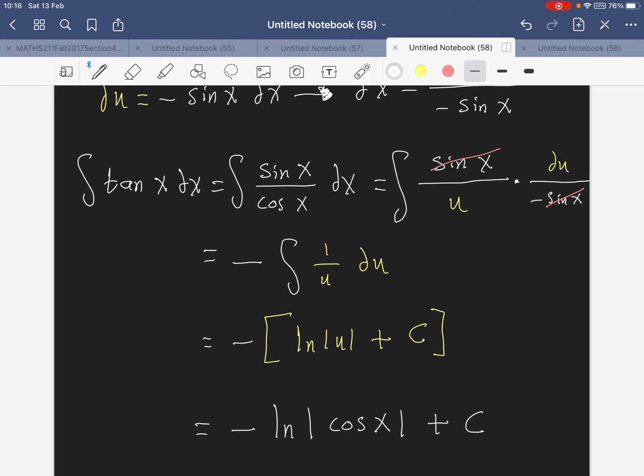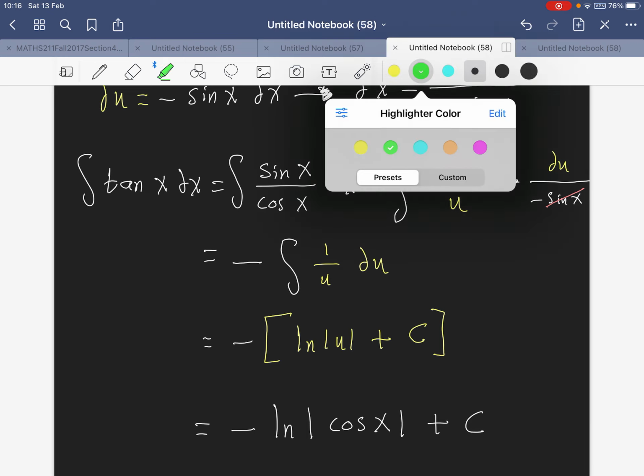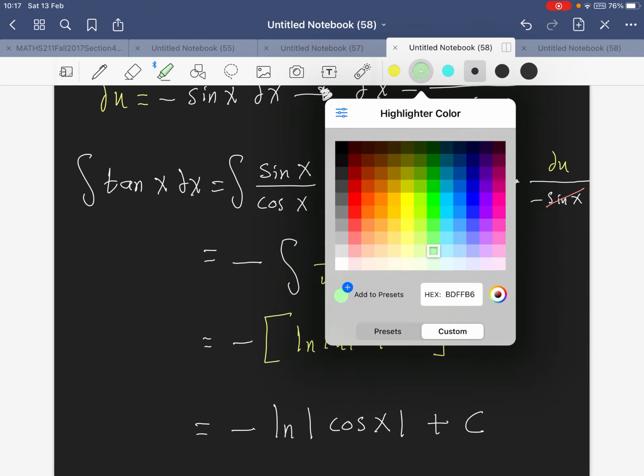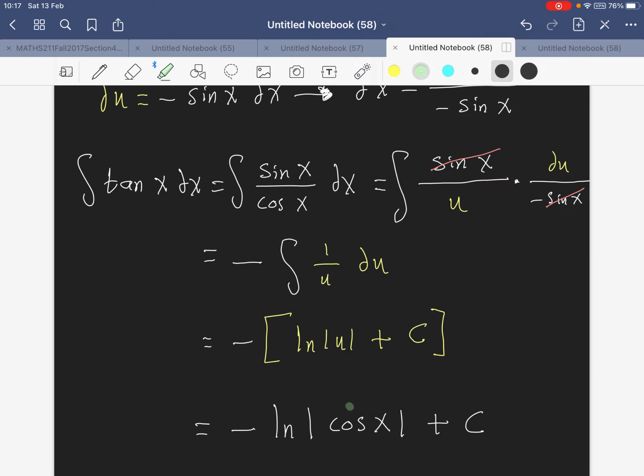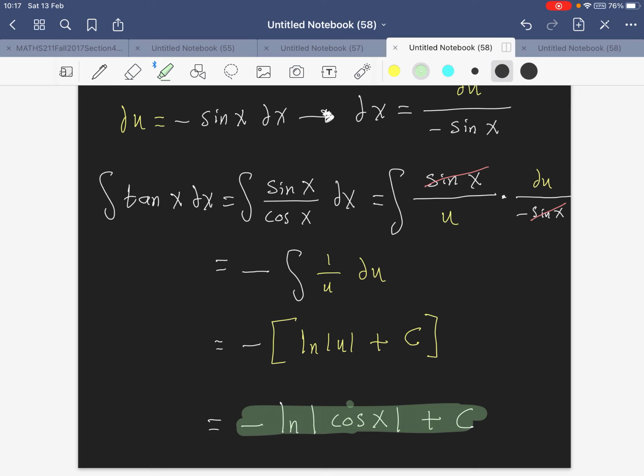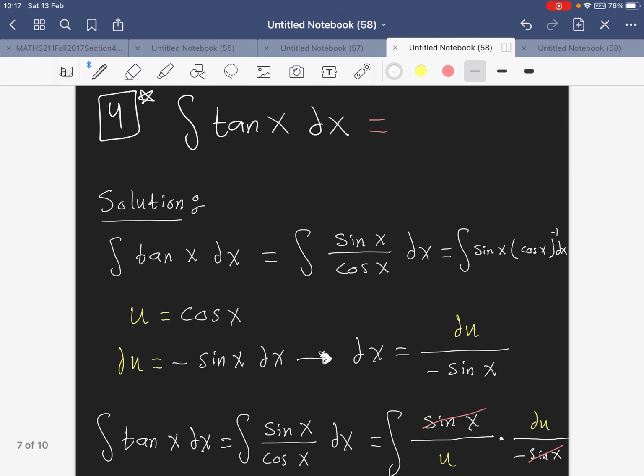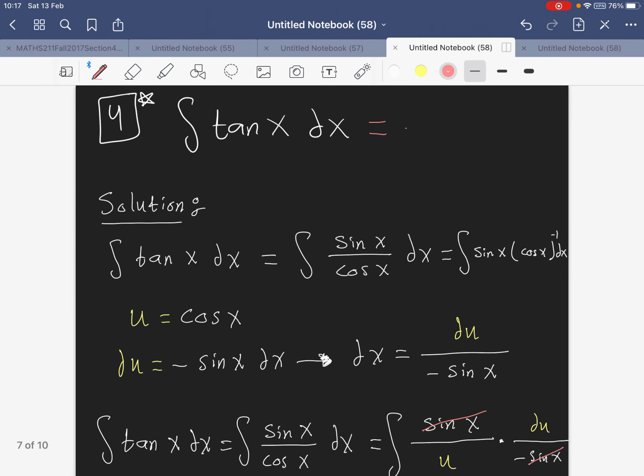Now that's the answer that you need to keep in your mind once and for all, with the negative. And that's exactly what I'm going to write here on the top: negative ln absolute value of cosine x plus c. So please keep this in your mind, that this is the integral of tan x.